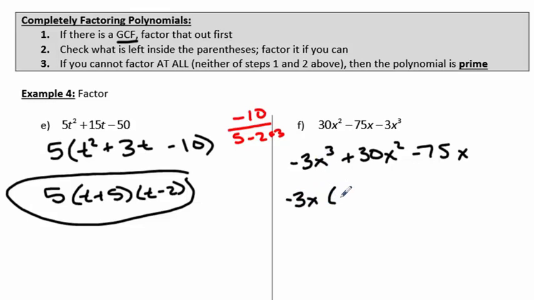If I divide out negative 3x, I'm left with x squared. If I divide out negative 3x, this is going to be negative 10x. And dividing out a negative 3 again is going to make this a positive 25. Alright, let's try factoring that again.